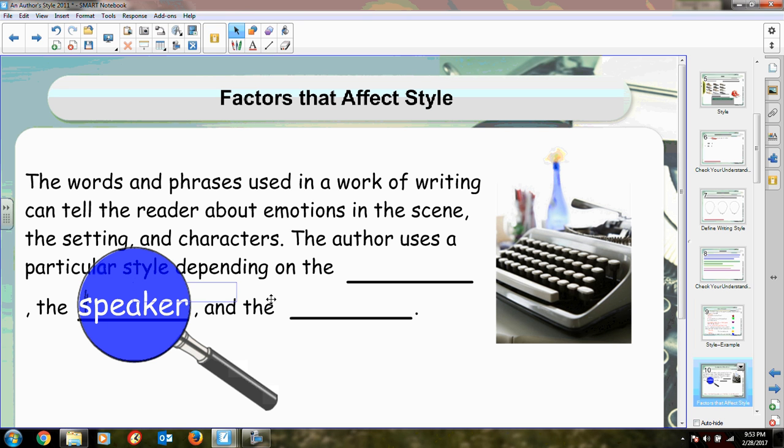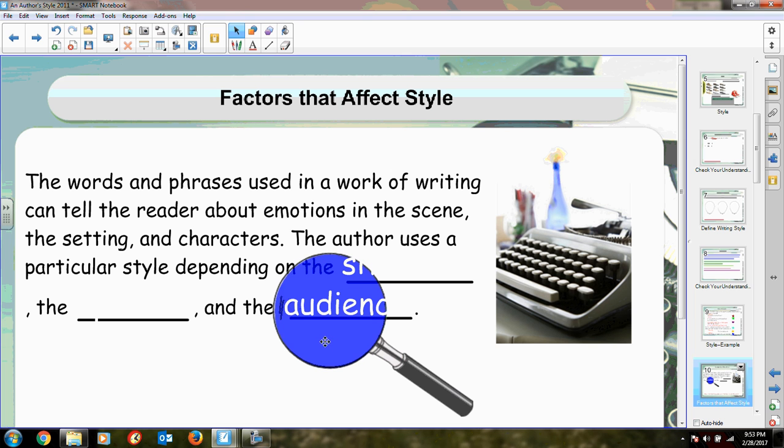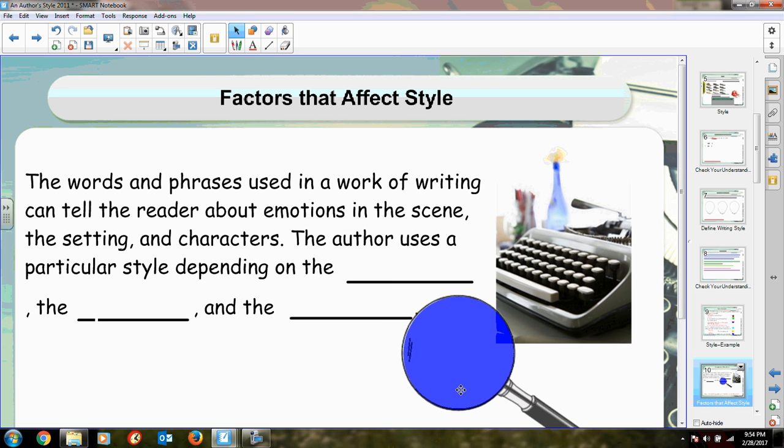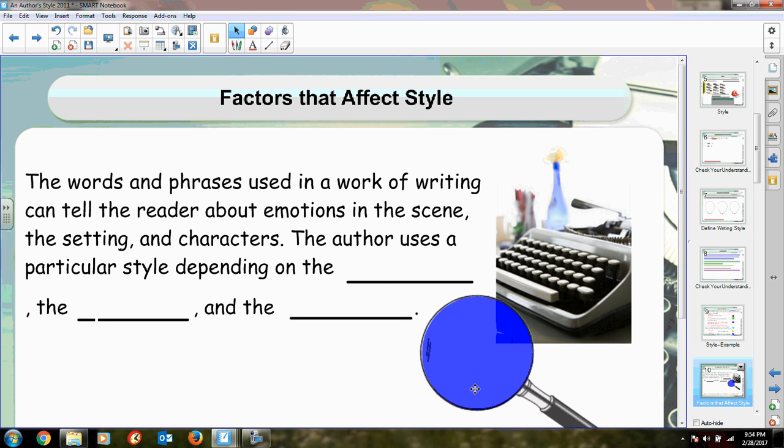And finally, who is your audience? Again, we go back to To Kill a Mockingbird. Even though the story was set in the 1930s, Harper Lee knew that her audience was of the 1960s, and that affected her style. So she was able to tell us some things that maybe she couldn't have done if she would have chosen to set the story in a different place. So situation, speaker, and audience affect an author's style.